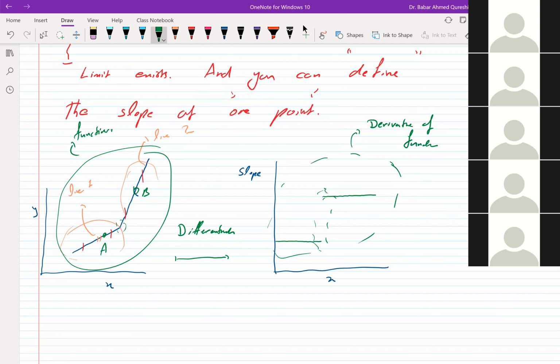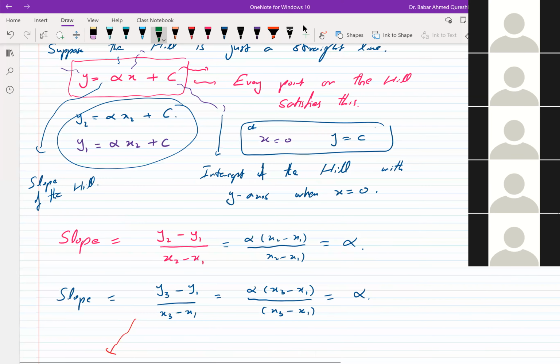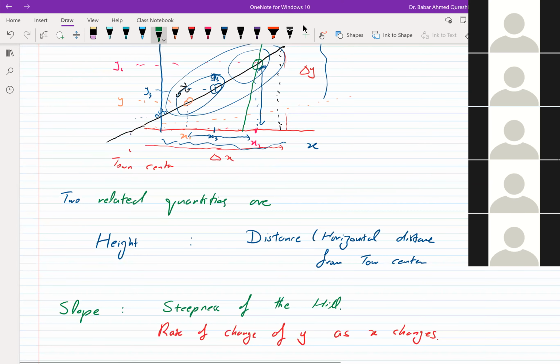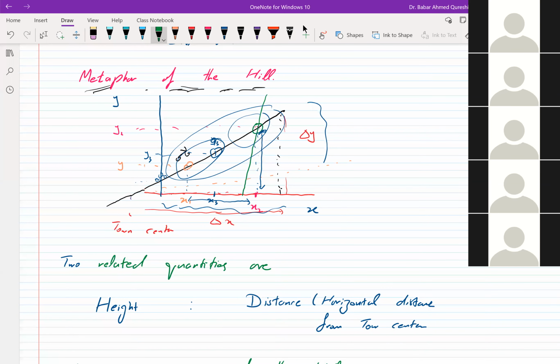By the way, if I draw this same graph for this previous hill, the graph of the derivative or graph of the slope, it will be just a constant line because this slope does not change as I move in the horizontal direction.